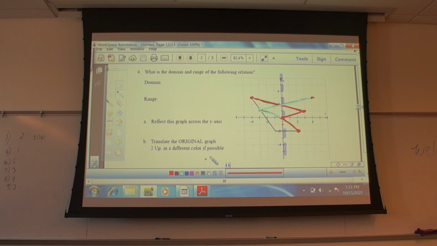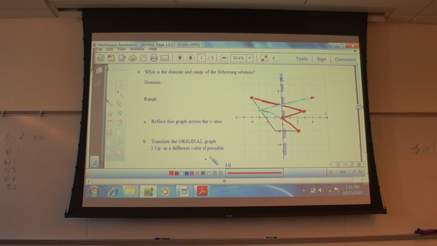Okay, and then where does this go next? Where does the original graph go next? No, go trace along here. Here, here, here, then what? Yep, so where does that one reflect to? Where does this point reflect to? This point reflects to there.